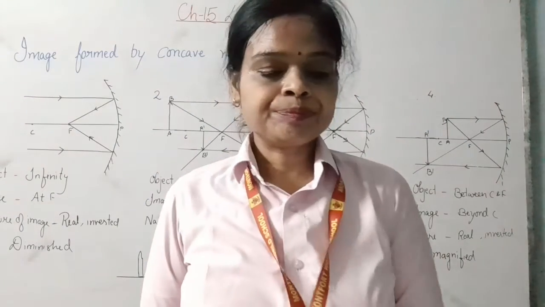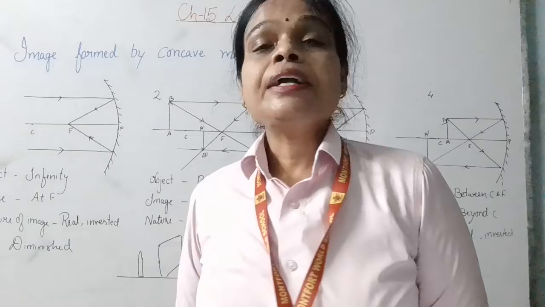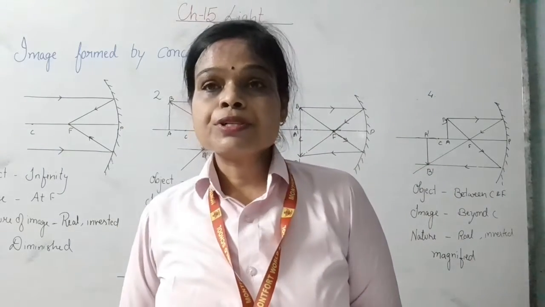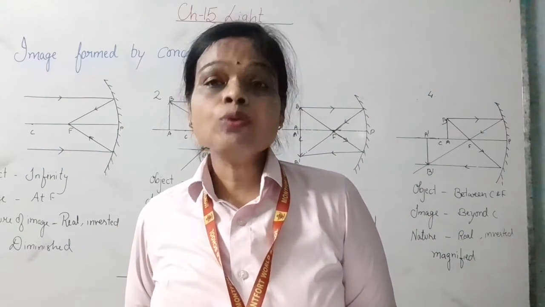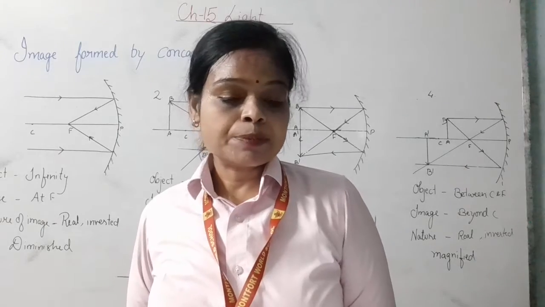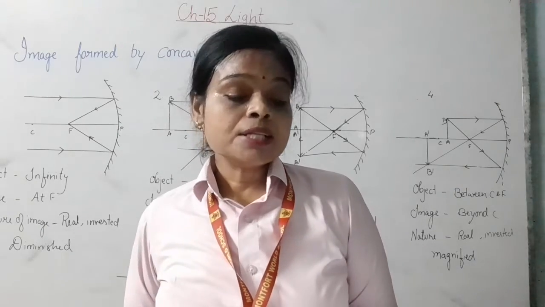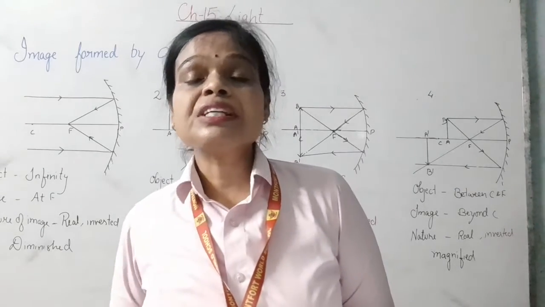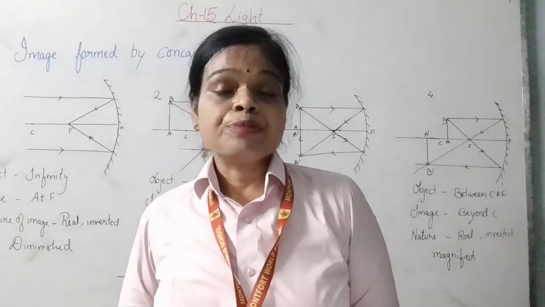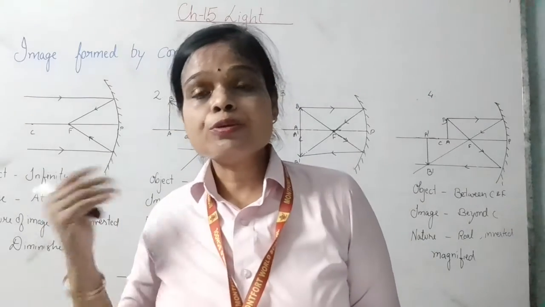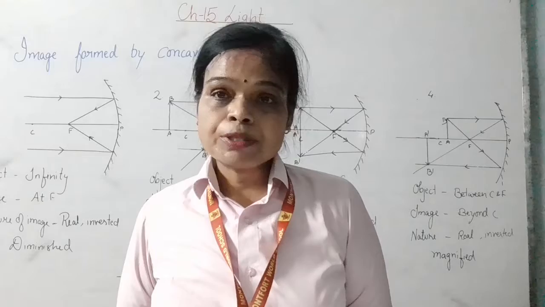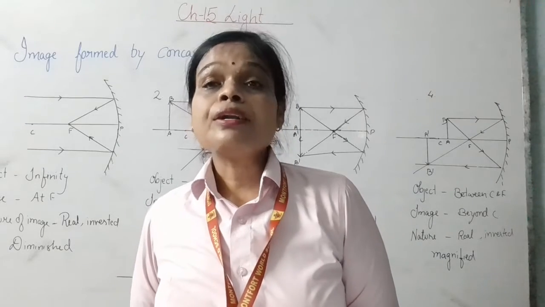Next, define dispersion of light. Dispersion of light is the splitting of light into 7 colors. What is spectrum? The band of 7 colors is called the spectrum. Dispersion means splitting of white light into 7 colors, and spectrum is the band of 7 colors.